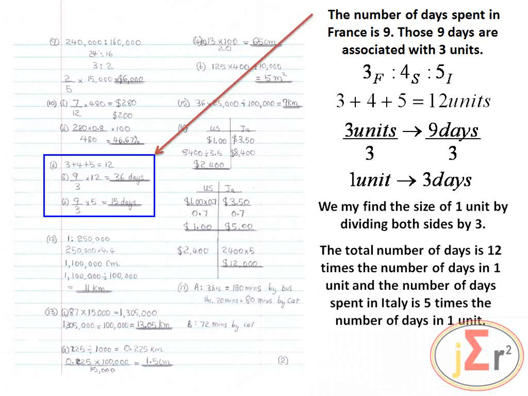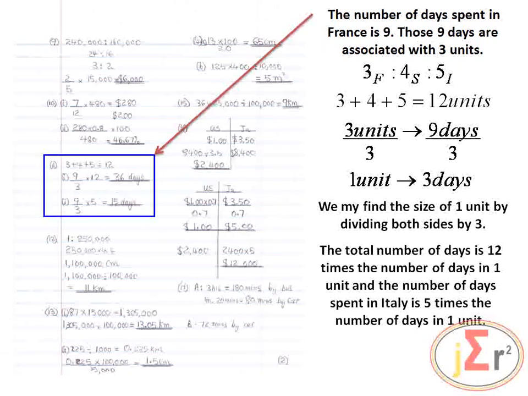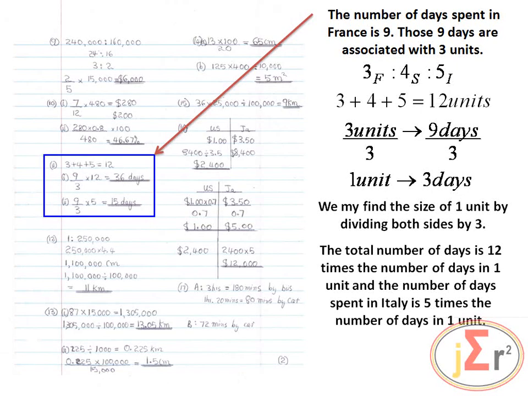The total number of days is 12. As a matter of fact, according to the statement of the problem, we need to find the total number of days. So the total number of days is 12. Also, we need the number of days spent in Italy. So those are the 2 things that we need to determine according to the statement of the problem.